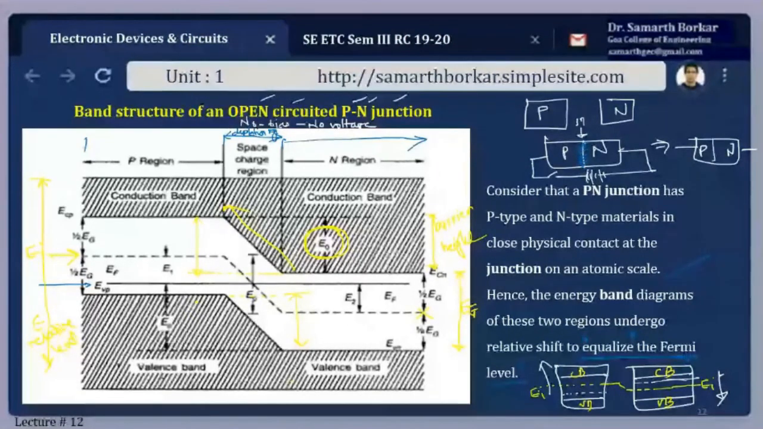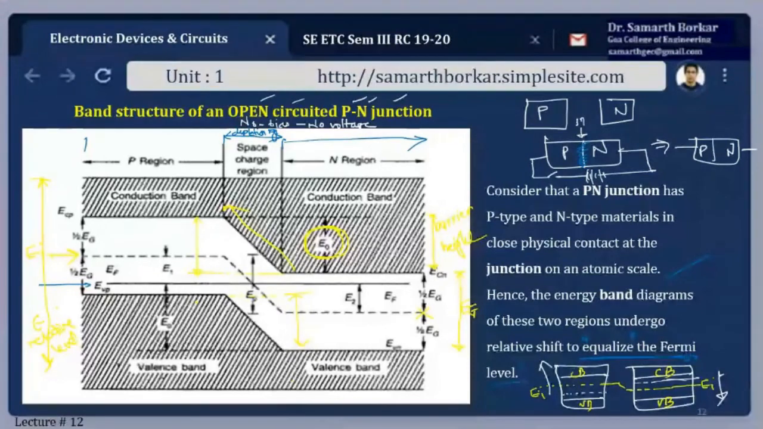Fine. So just look at the figure. These are the terms. Eg is the energy band gap. Ei is the intrinsic Fermi level, and so on. So, in a nutshell, when p-type and n-type semiconductors are brought into intimate contact, a p-n junction is formed. Fine.